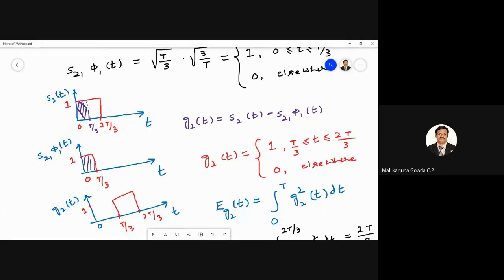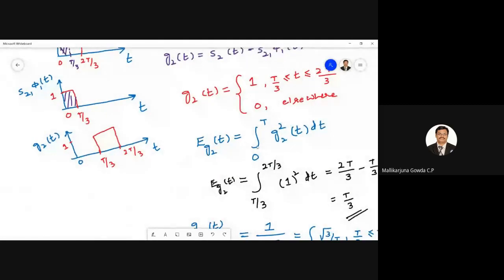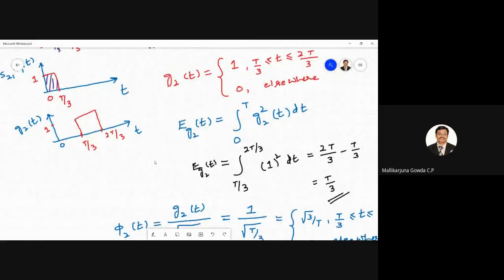So it is 1 minus 1, it is 0, right? Then from T/3 to 2T/3, the value of S2(t) is 1, but the value of S21 φ1(t) is 0. Hence I can write g2(t) is 1 over the period T/3 to 2T/3. Once I find g2(t), I can find the energy of that signal by using this formula, which is the integral from 0 to T of g2²(t) dt.